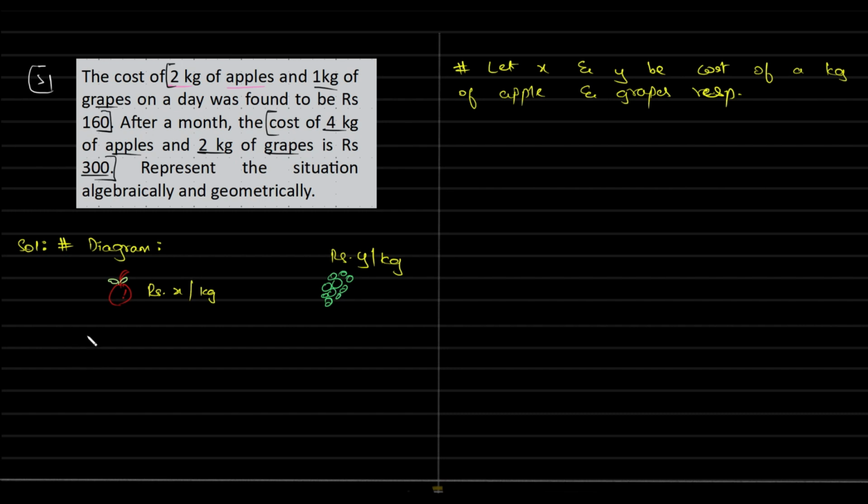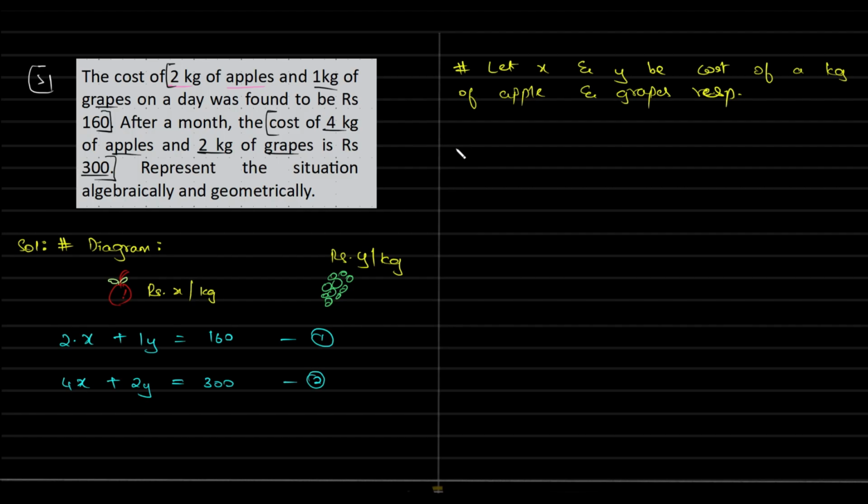And we have the first equation: 2 times x, 2 kg, right? So 2x will be the cost and 1y will be equal to 160. So when we add it, we get this equation. Then the second equation, to do with 4 kg of apple plus 2 kg of grapes, is equal to 300. This is my equation 2. Okay, so these are your two equations.